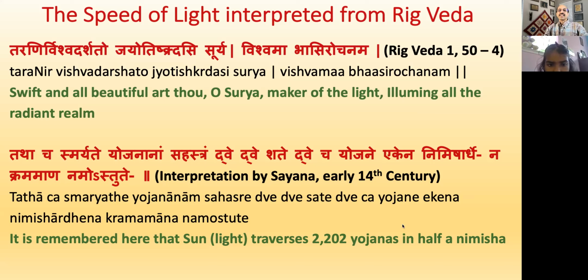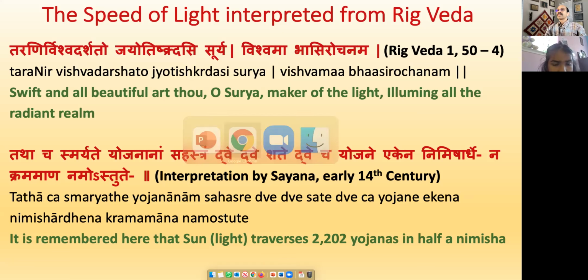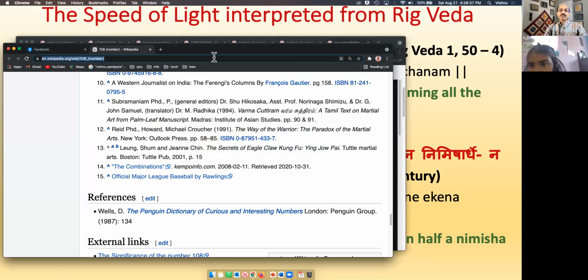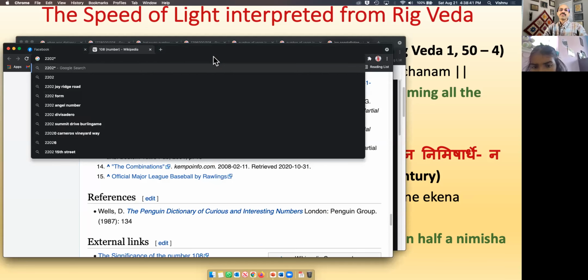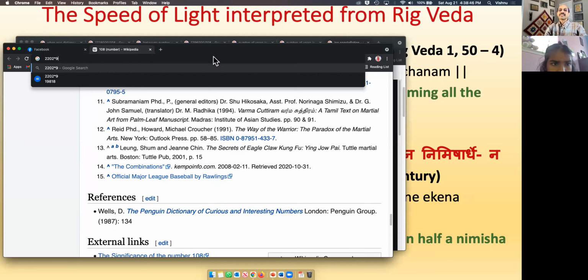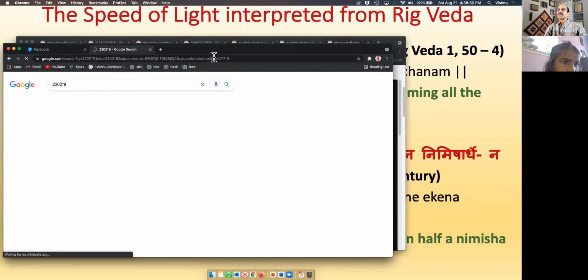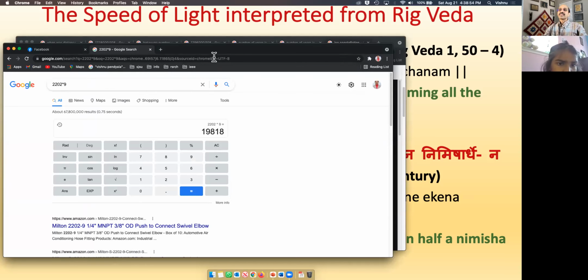So 2202 yojanas. A yojana is around 9 miles, right? So let us do the calculation. 2202 times around 9 miles, which is 19,818 miles, right? And this Surya travels, or the light from Surya travels, around 19,808 miles in a blink of an eye.